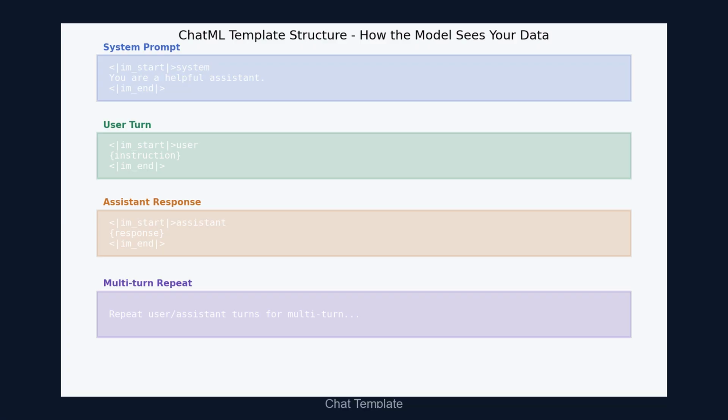This diagram shows the ChatML template structure at a glance. At the top, the system block establishes the assistant's role. You are a helpful assistant. Below that, the user turn wraps the input instruction in start and end markers. The assistant block follows with the model's response. The multi-turn repeat indicator at the bottom shows that this user assistant pair can chain as many times as needed, with each turn getting its own wrapper. The structure is symmetric and predictable, which is exactly what makes it easy to validate programmatically.